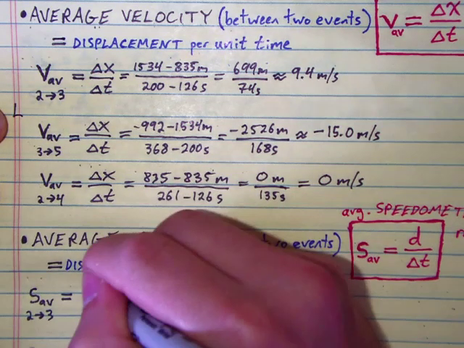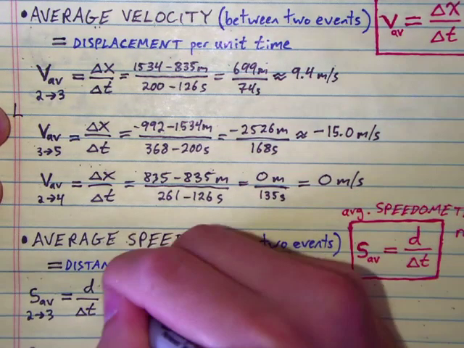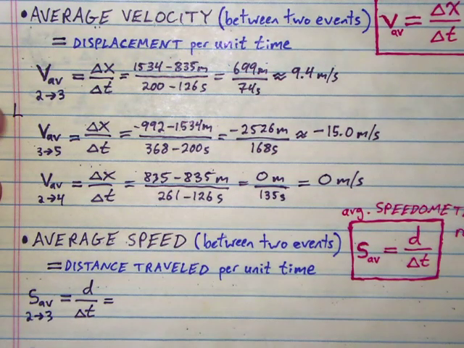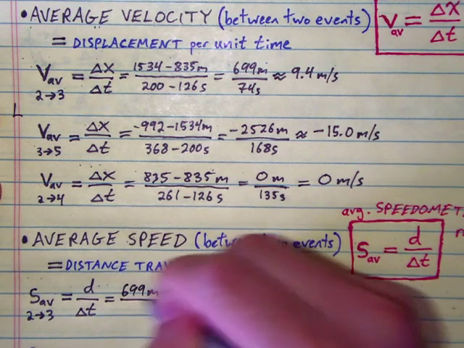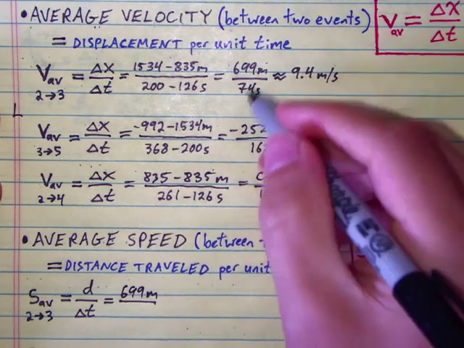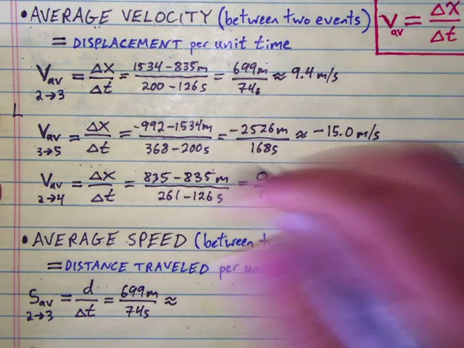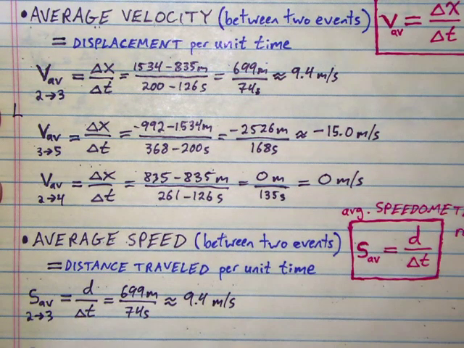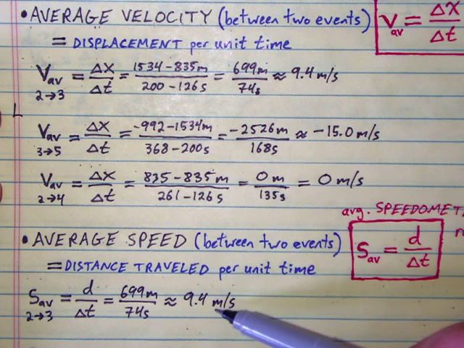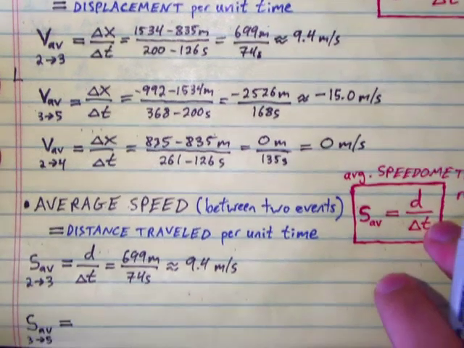To get our average speed, we need the total distance traveled divided by the total time it took. So between events 2 and 3, we moved 699 meters, and we already know that that took 74 seconds. 699 meters divided by 74 seconds, about 9.4 meters per second. Notice in this case, our average speed is the same as our average velocity. It's not always the case. Let's look at the next one.